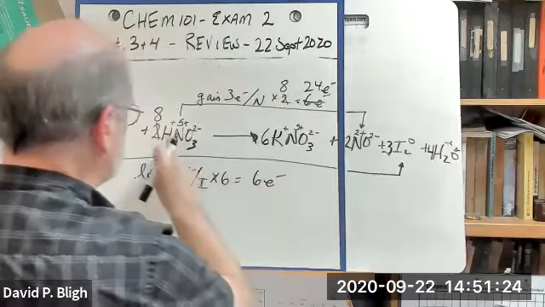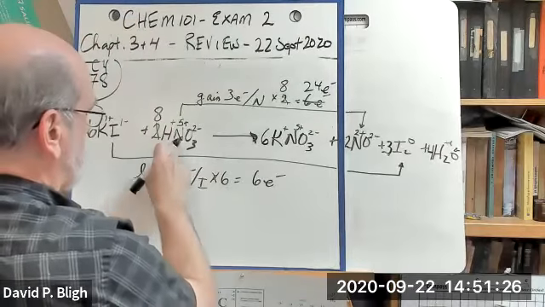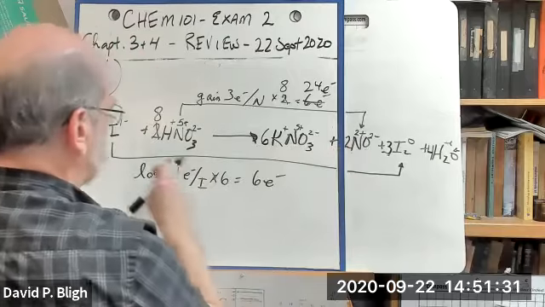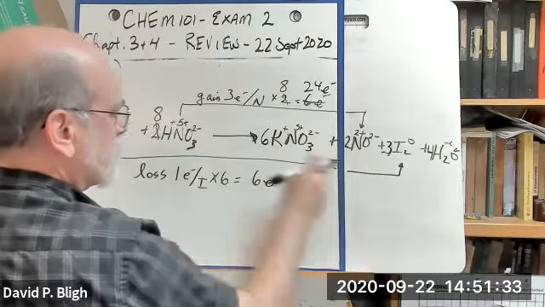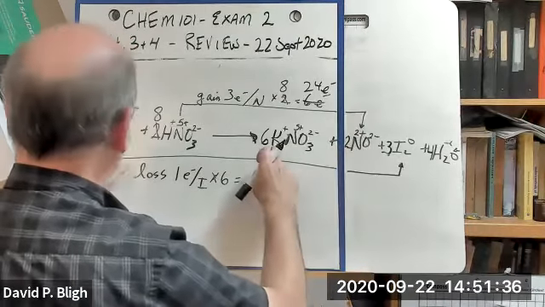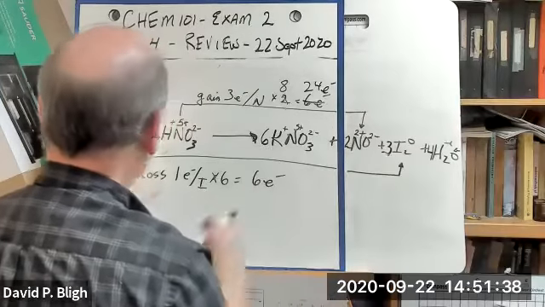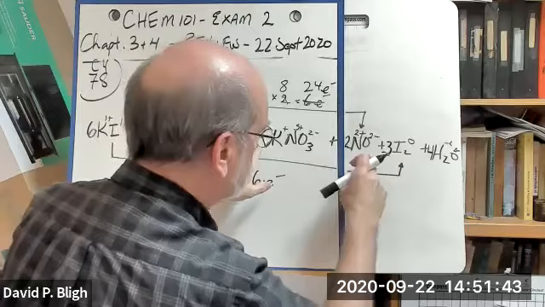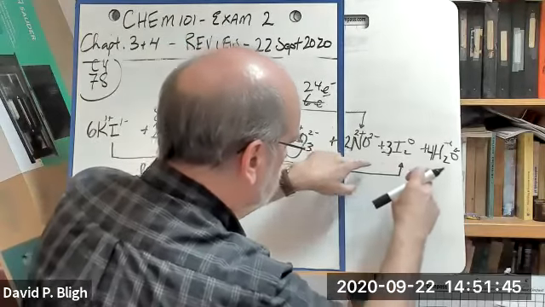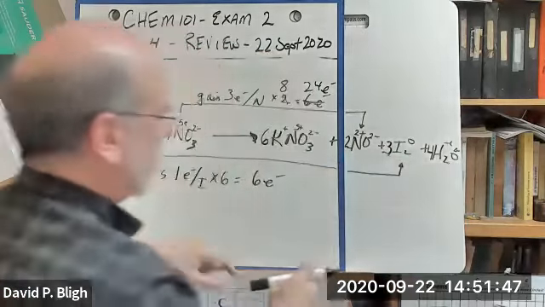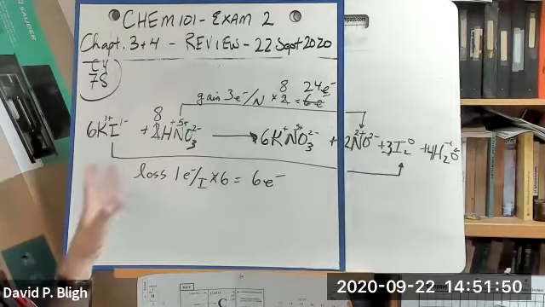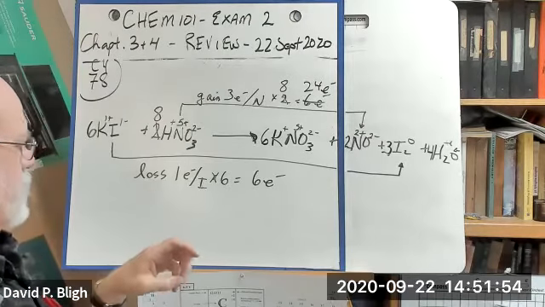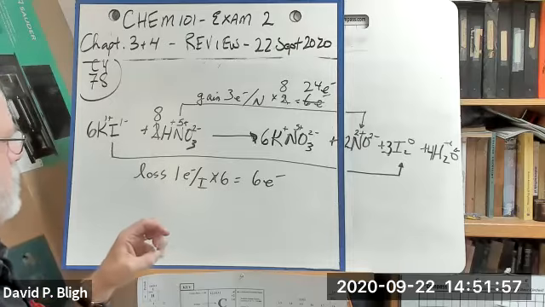8 hydrogens, 8 hydrogens, 8 nitrogens, 6 and 2 is 8, 6 potassiums, 6 iodines, 24 oxygens, 18, 20, 24. So the numbers balance. I mean, the numbers of atoms balance, but how about the electrons? Do the electrons balance?